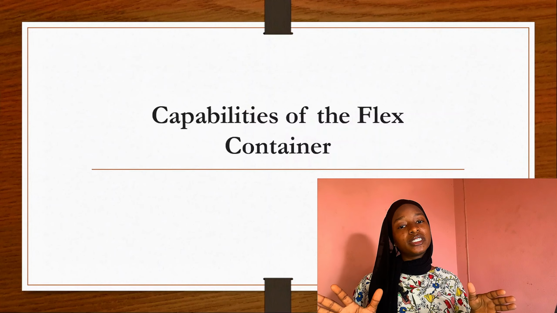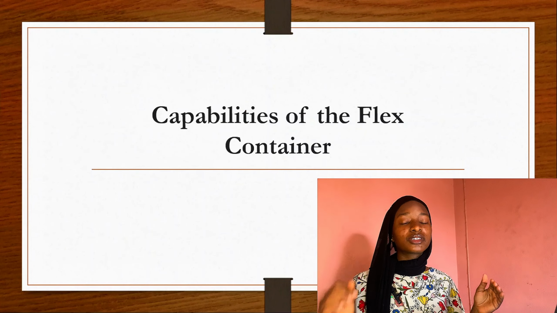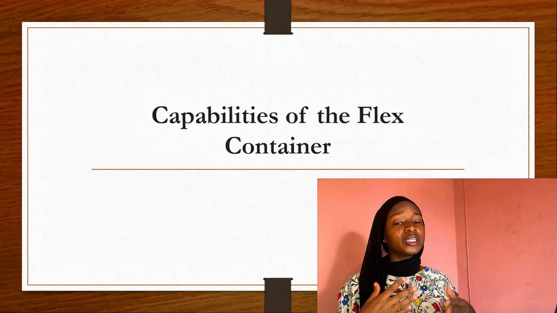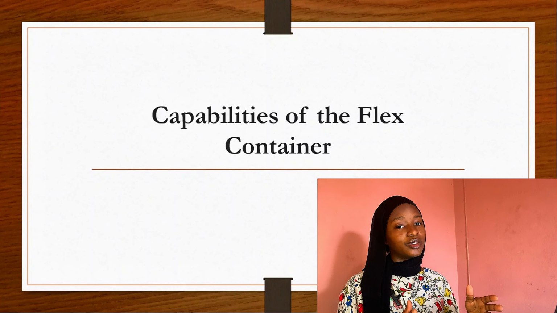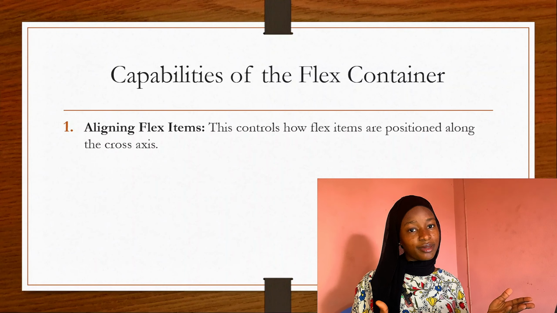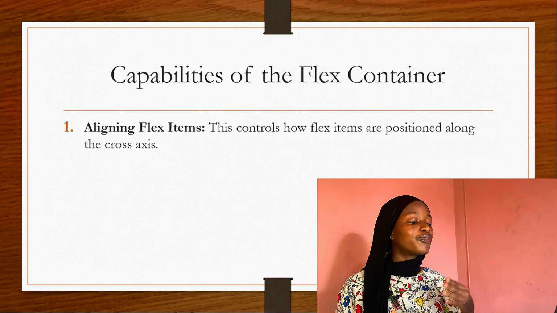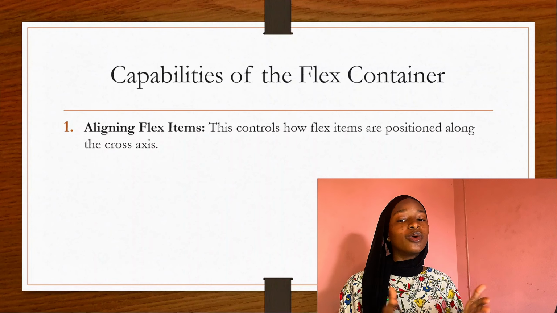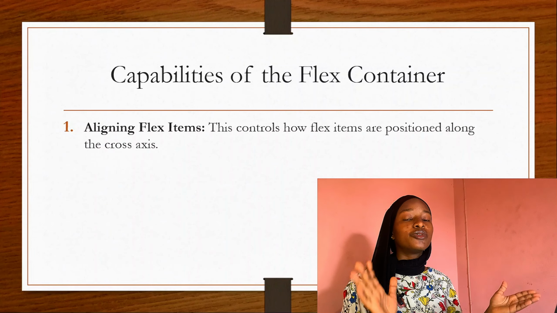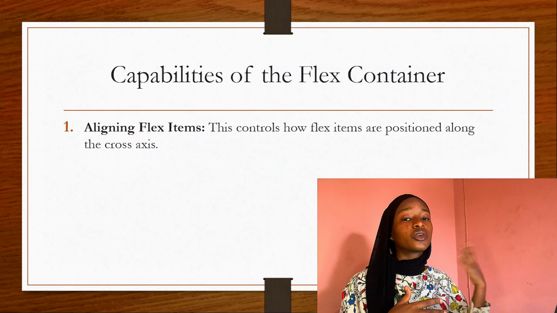Now, what are the capabilities of the flex container? The flex container is given the ability to do a few things, but the flex items also have things they can do. But let's first check out the capabilities of the flex container. The first one is aligning flex items. So this controls how flex items are positioned along the cross axis. The flex container is given the ability to rearrange or to move the flex items along the cross axis.